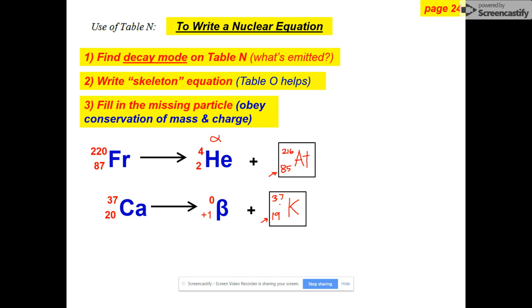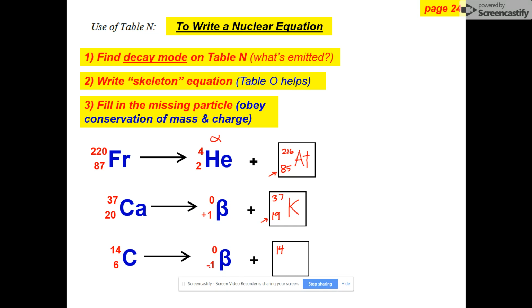Okay. Now let's try one more example that's kind of weird. Carbon 14. If you find carbon 14 on table N, second one from the top, okay? That goes through beta decay. So it gives off a beta particle, and then there will be something left over, some new element. Okay, now the mass is pretty easy. You can see that whatever this is, it's going to have a mass of 14.